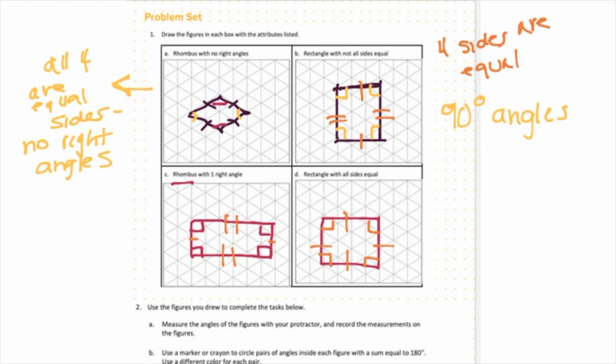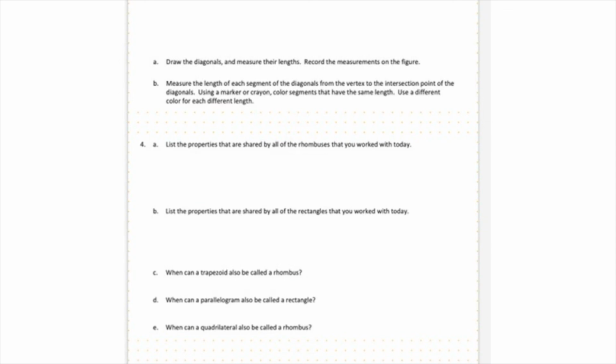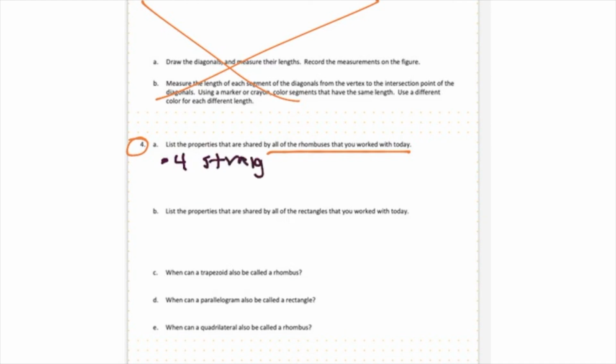Okay, we are skipping number 2. It might not even be on your packet. And you're moving straight into number 4. Now, what are the properties for number 4 that are shared by all of the rhombuses we worked with? Okay, we talked about the fact that they're all quadrilaterals. So we have 4 straight sides. That's one that they all had. What else did they have?